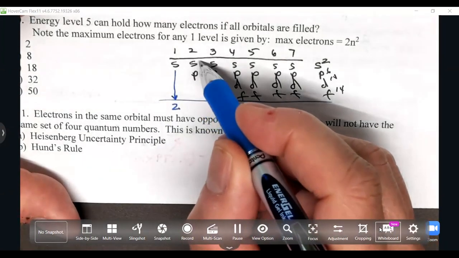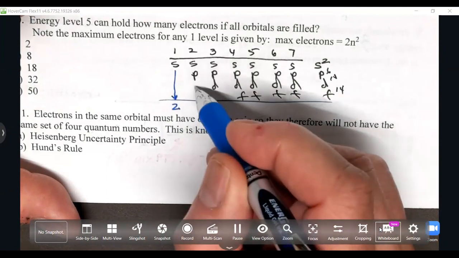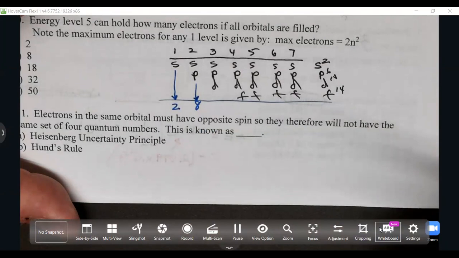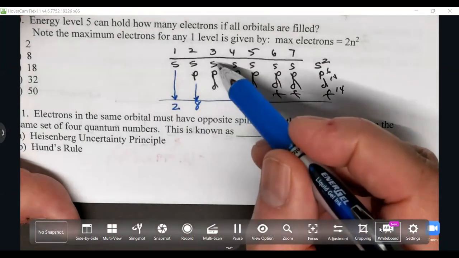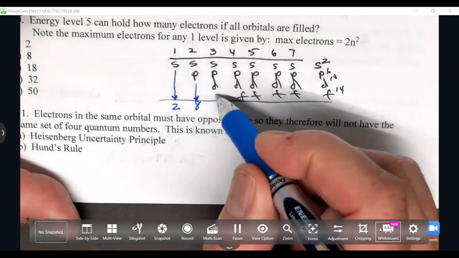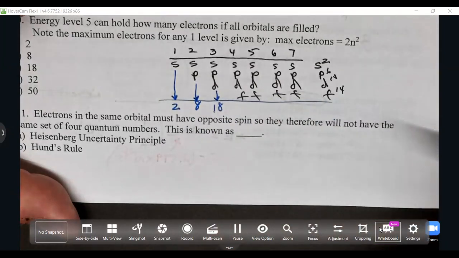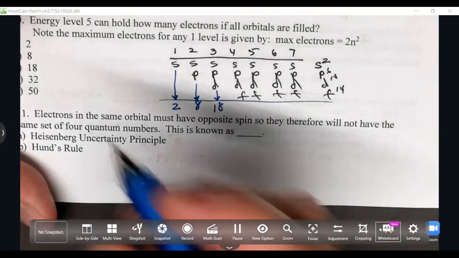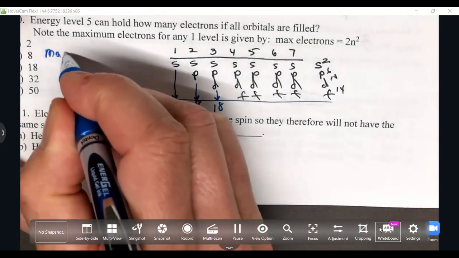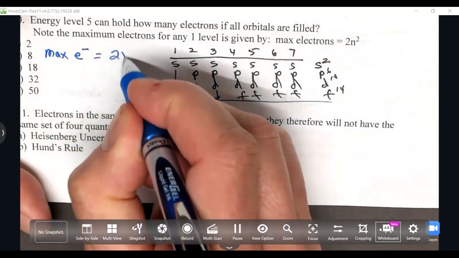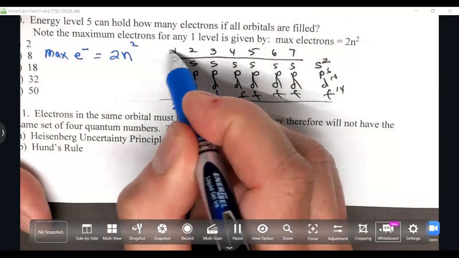Then in level 2, we can go 2 here, 6 here would be 8. Level 3, we can go 2, 6, and 10. This would be 18, correct? Now, let me show you that max electrons is given by 2n squared.